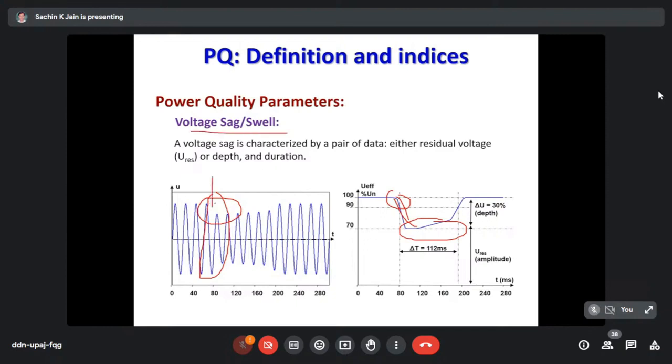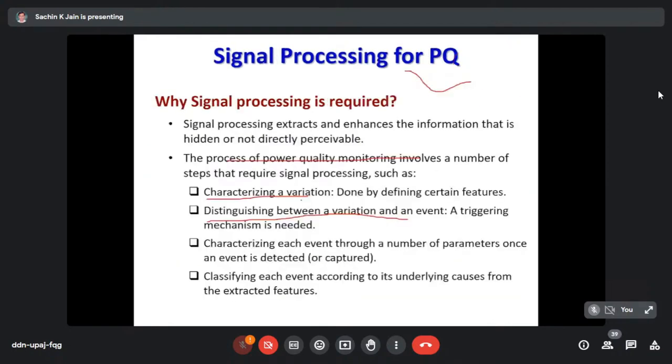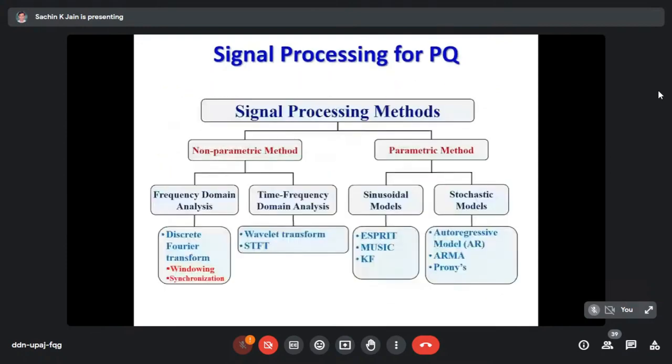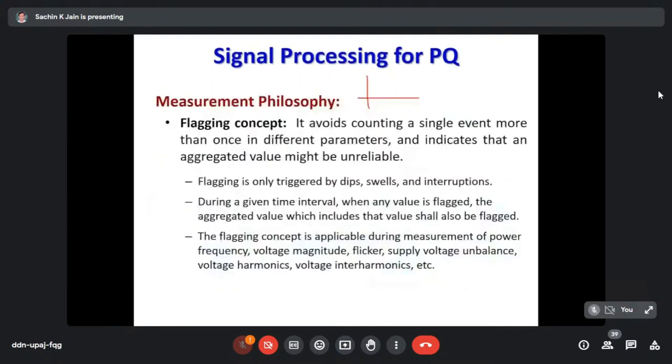So when this event is detected, there will be a flag that you do not consider this signal for this duration for harmonic estimation, or even if it is estimated, that value will also be flagged for that duration. So this is the concept of flagging that is used there, right? The flagging concept is applicable during measurement of power frequency, voltage magnitude, flicker, and these things. So these are some philosophies that we should know, that how these concepts are used.